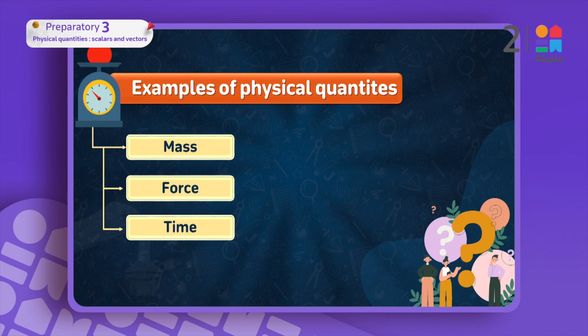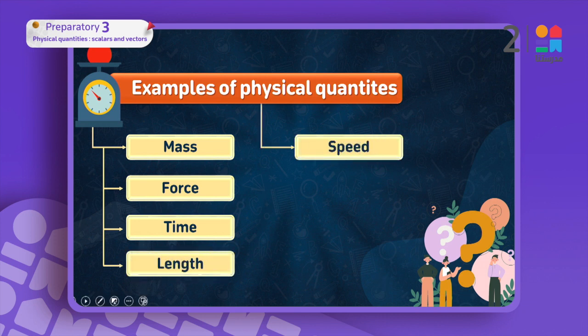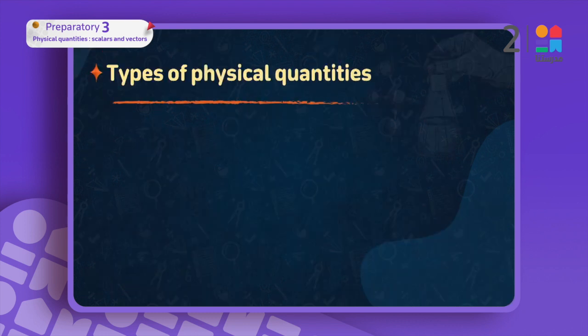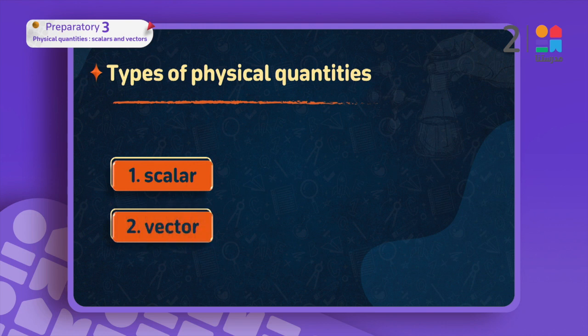time زي ما اتكلمنا كده على الإكزامبل بتاع time. length, speed, distance, displacement and acceleration. في هنا expressions جديدة علينا زي مثلا expression بتاع displacement. Later on in this lesson we will know the difference between the word speed and the word velocity, the word distance and the word displacement. يلا بينا نكمل. Types of physical quantities زي ما احنا عمالين نقول scalar and vector.